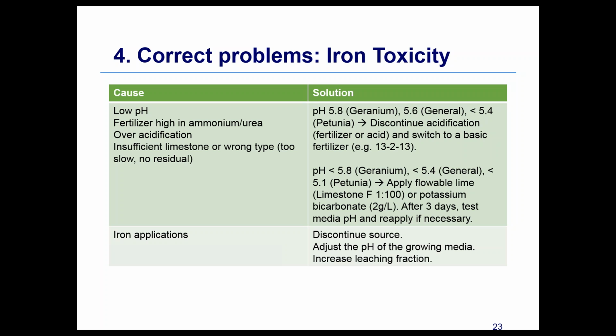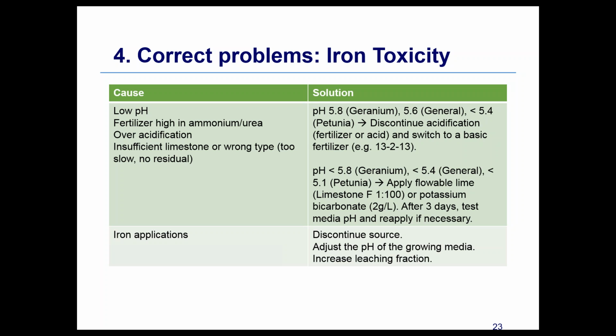Limestone F has the benefit that it has different forms of limestone, so some of them have a little bit more of a longer residual. Potassium bicarbonate is one that works very quickly. It also has the benefit that it's really soluble. One of the downsides is that if you have high electrical conductivity, you shouldn't use this one because the potassium is going to raise your electrical conductivity. And then, of course, you have to test after 3 days, and reapply if necessary.